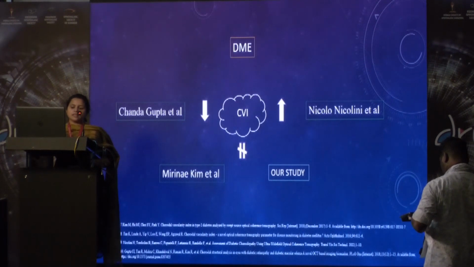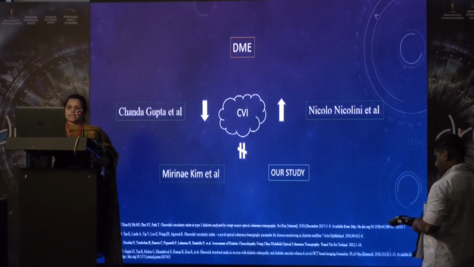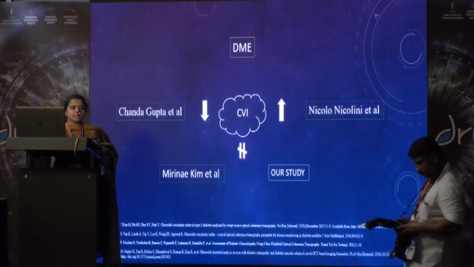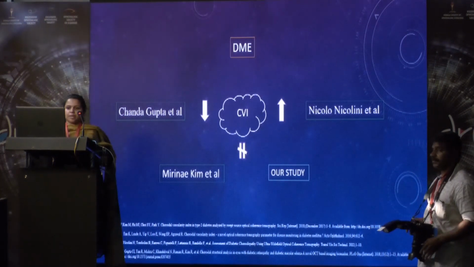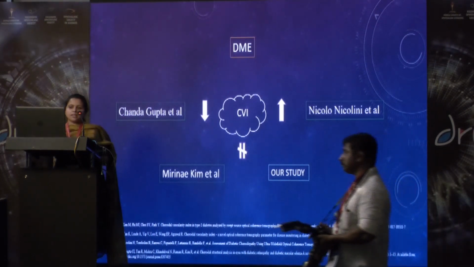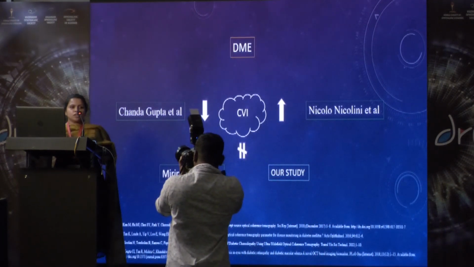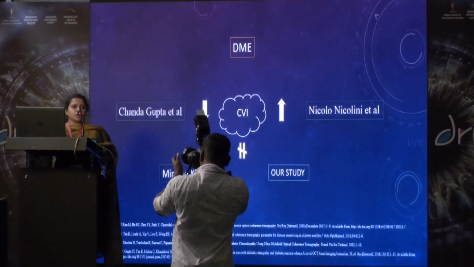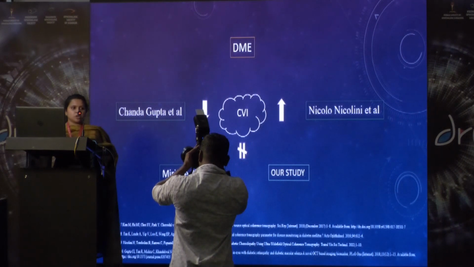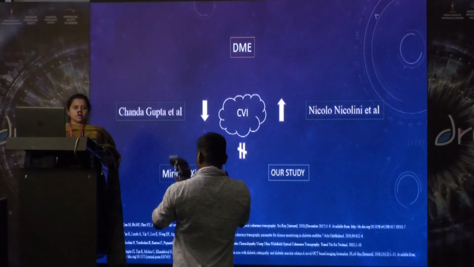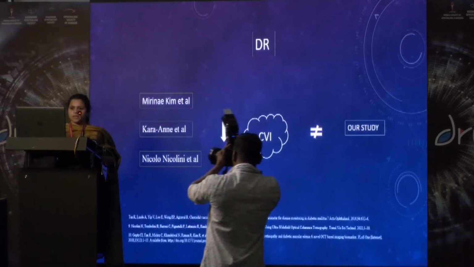Chanda Gupta et al. found from their study that the choroidal vascularity index decreases in the presence of diabetic macular edema. But contrarily, Nicolini et al. found that it increases with the development of diabetic macular edema. And Mirani Kim et al. found that the presence of diabetic macular edema did not cause any change in choroidal vascularity index in diabetic retinopathy patients, and a similar finding was also found by us.